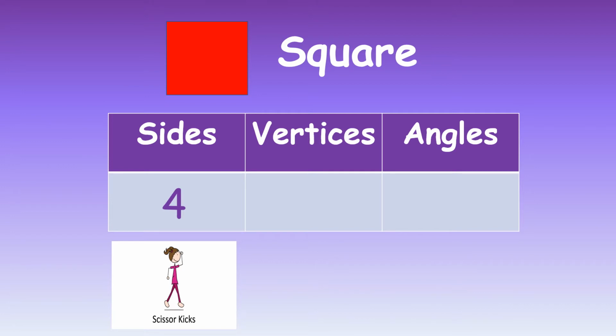How many vertices does a square have? Think about it and say your answer. Yes, it has 4 vertices. The vertices are the points on the corners of the square. Do 4 squats.